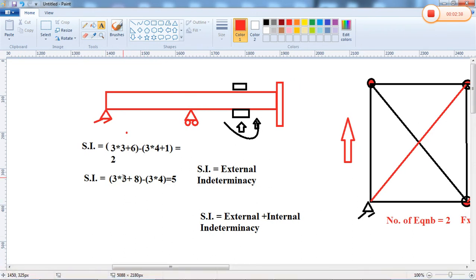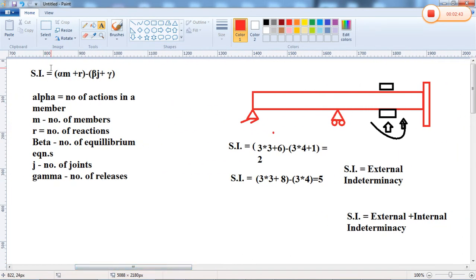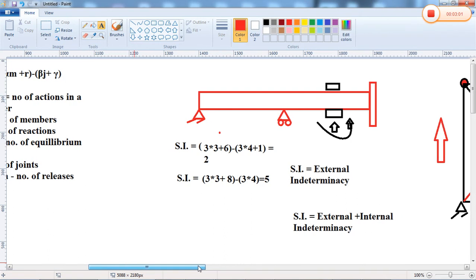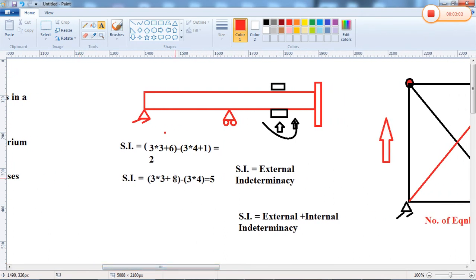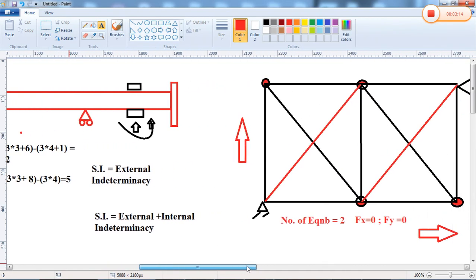Next, the static indeterminacy is 3 into 3 plus 8, 3 being alpha, the number of actions, then 3 being m, the number of members, plus 8 being the number of reactions, minus 3 into 4, the same thing. There are 2 additional reactions at this one, the vertical one and the rotational one, so it becomes 8. Thereby total static indeterminacy here is 5.